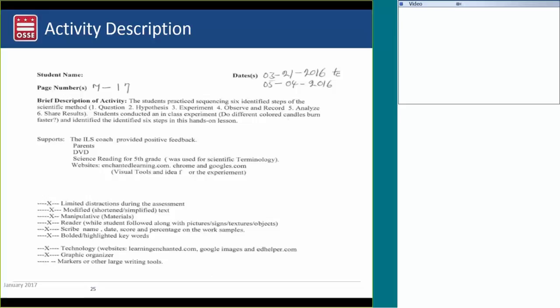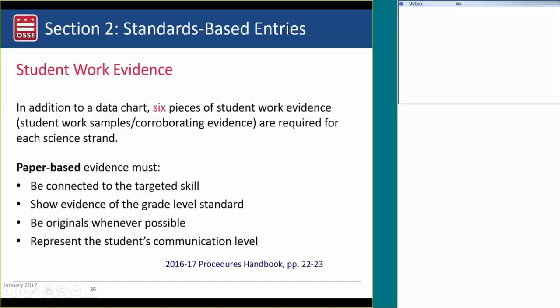Okay, student work evidence. Six to eight pieces of student work evidence, a minimum of six. For those of you who are new to the process, primarily paper-based evidence is submitted in the portfolios, but you are welcome to use photographs, audio tape, or videotape as you wish.